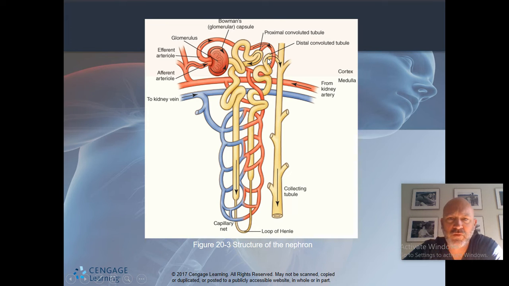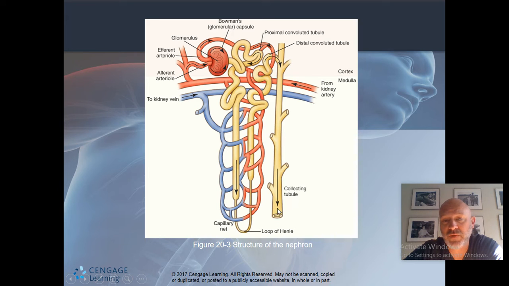Remember, distal means further away from the beginning. And it's here that the blood is going to drop off last minute items that it couldn't drop off over here, things that are larger, like prescription drugs or that kind of stuff. Steroids, if they happen to be in your body, would be dropped off here. And then all this filtrate drains into this collecting tubule. And the collecting tubules all converge in the renal pelvis, and this is going to be urine.